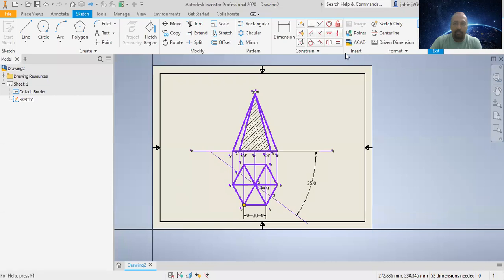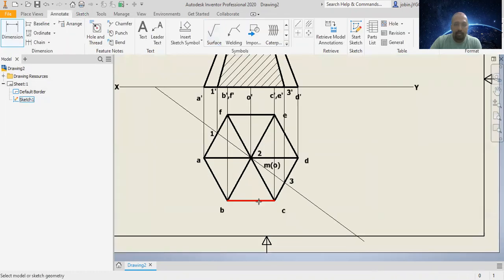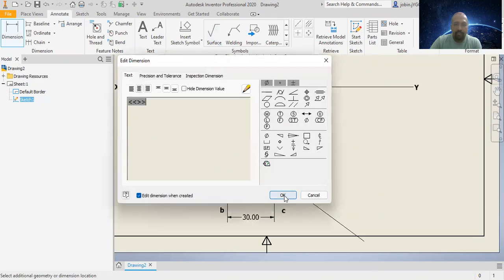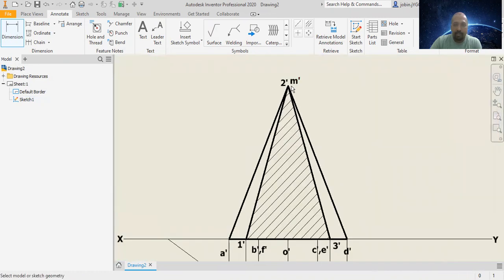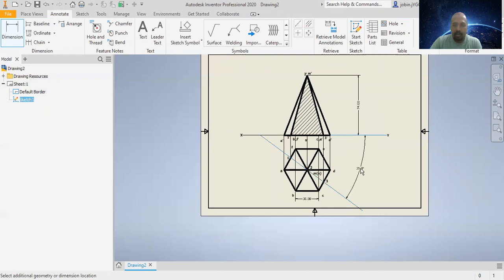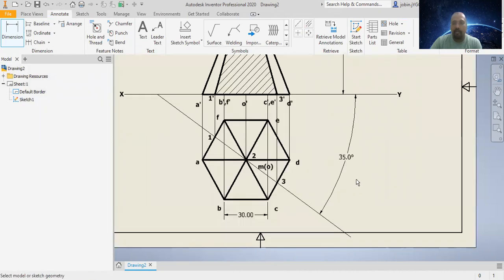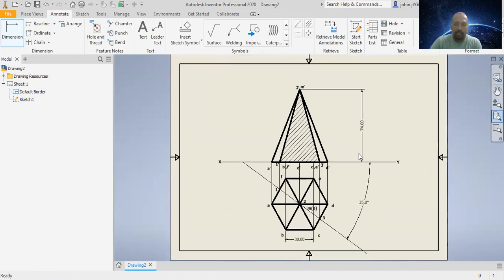Then the final step is to mark all dimensions. Side of this hexagon is 30, and the height of this pyramid is 74 millimeter, and the cutting plane is inclined at an angle of 35 degree to VP. So this is the solution.